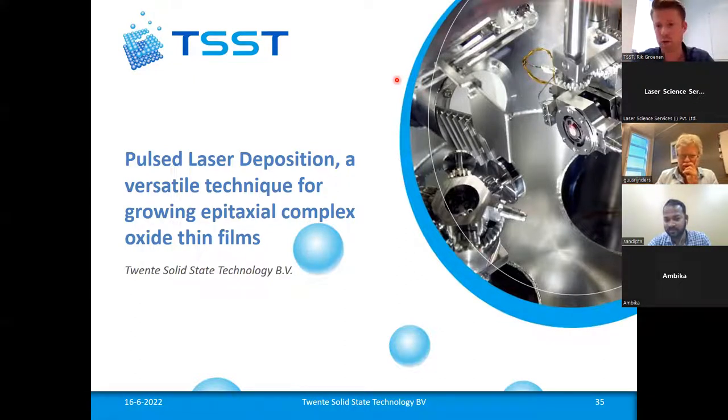We have one more question. Yeah, sure. Is there anything we can do in the software or by any other means to avoid plasma shielding? Plasma, say again? Plasma shielding.